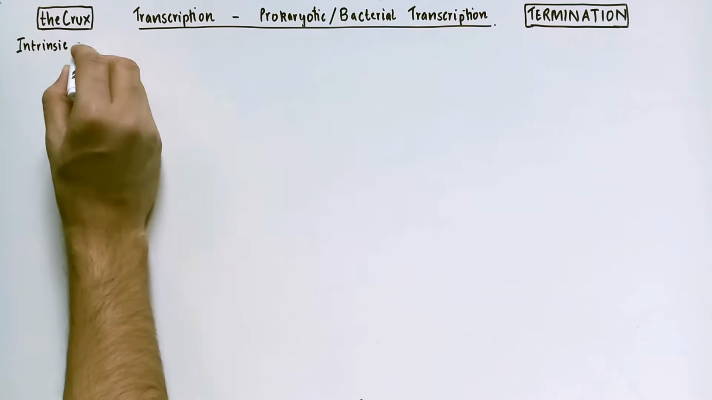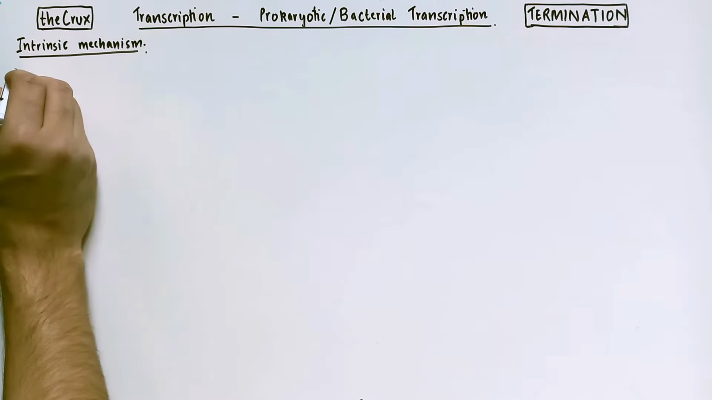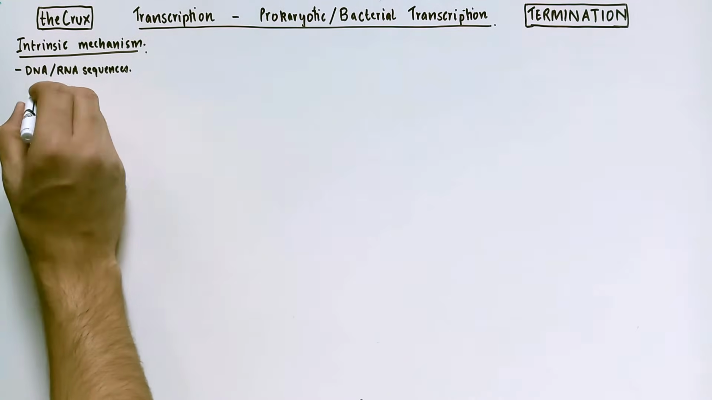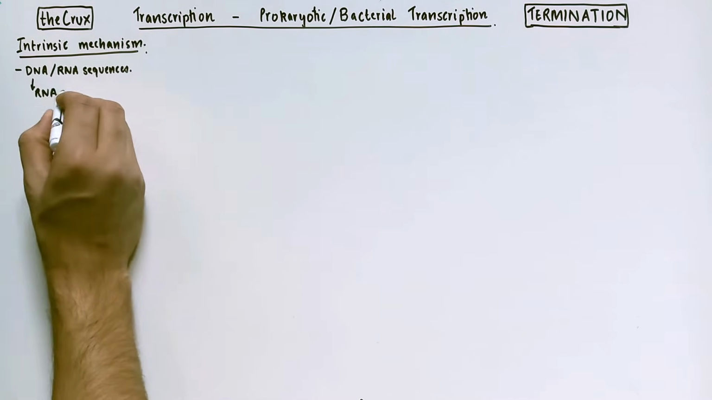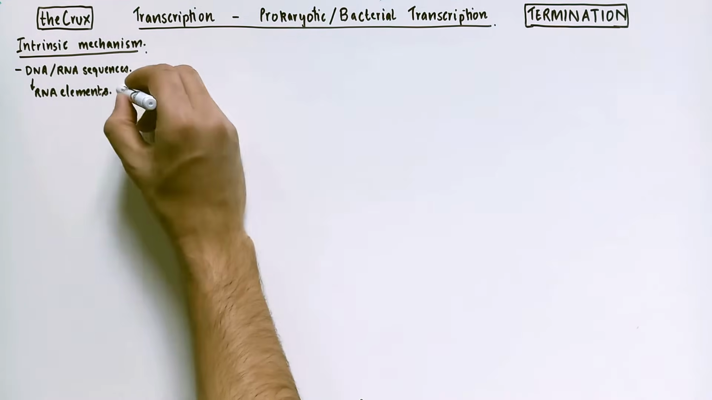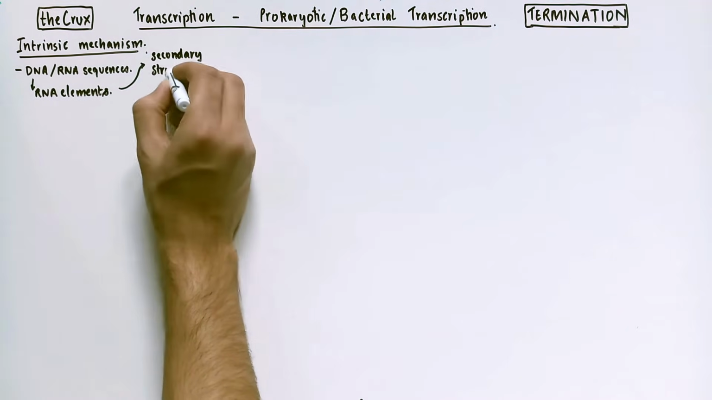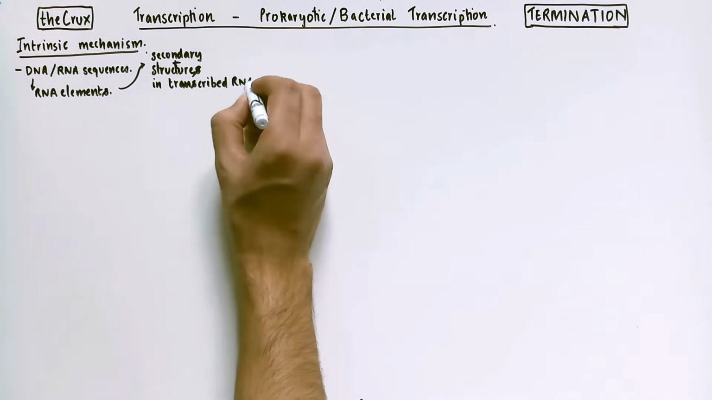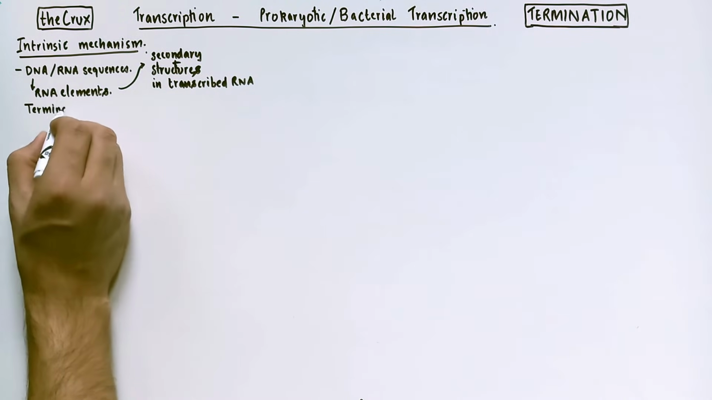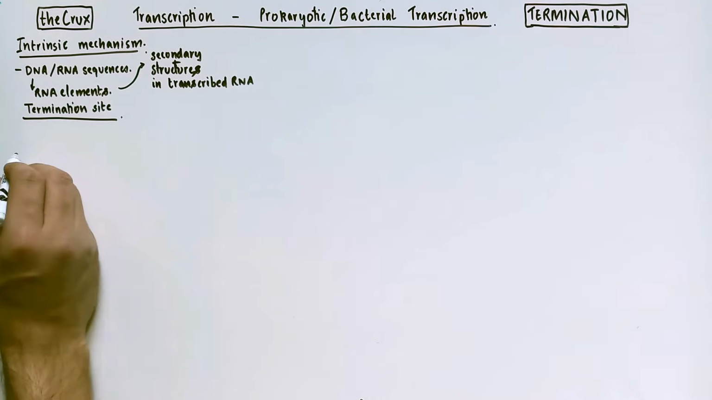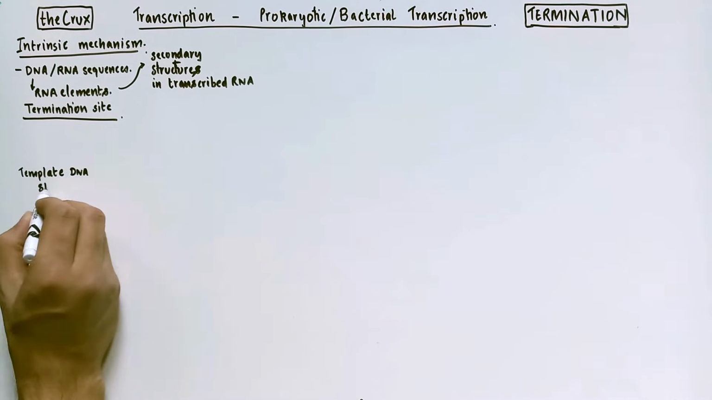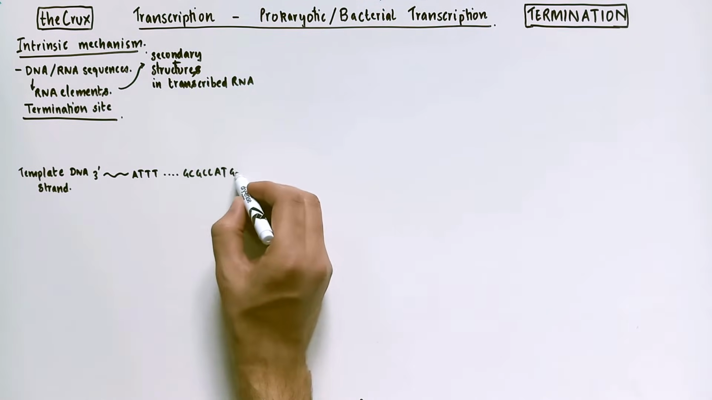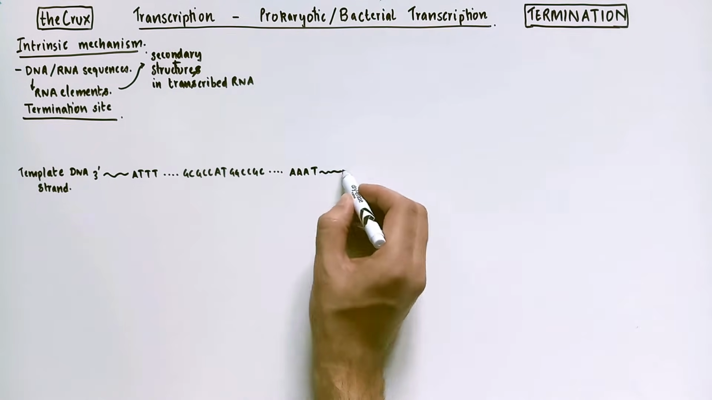Now we can discuss these two mechanisms in more detail. First, let's look at the intrinsic termination mechanism. As we just said, this mechanism is primarily driven by the RNA and DNA sequences. Actually, it is the information in the DNA that gives rise to the RNA sequences that have the potential to form secondary structures in the transcribed RNA. To understand these RNA sequences, we first need to understand the termination sequence. The structure of the template DNA of the termination sites looks something like this, where you have some thymine followed by a GC-rich region, which is followed by a few adenines.